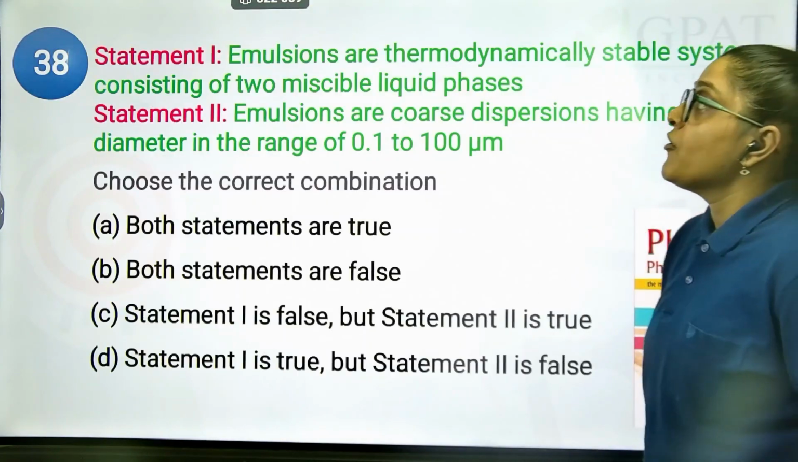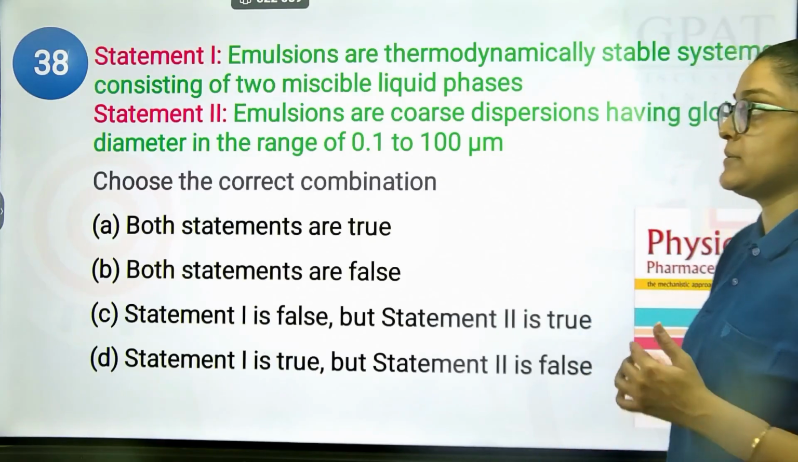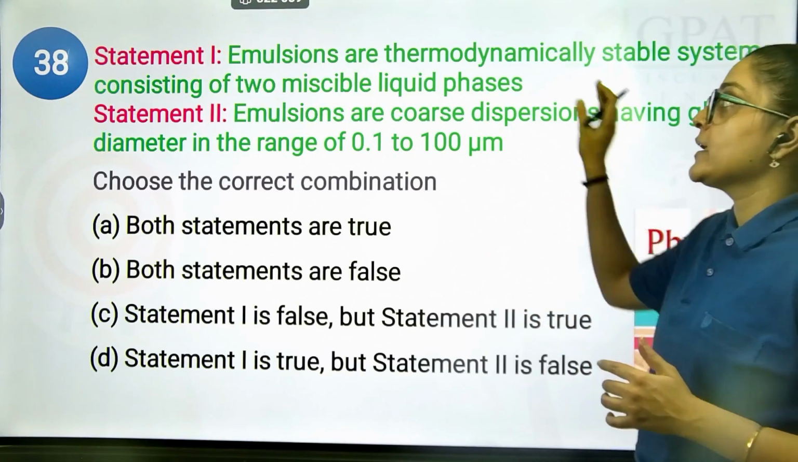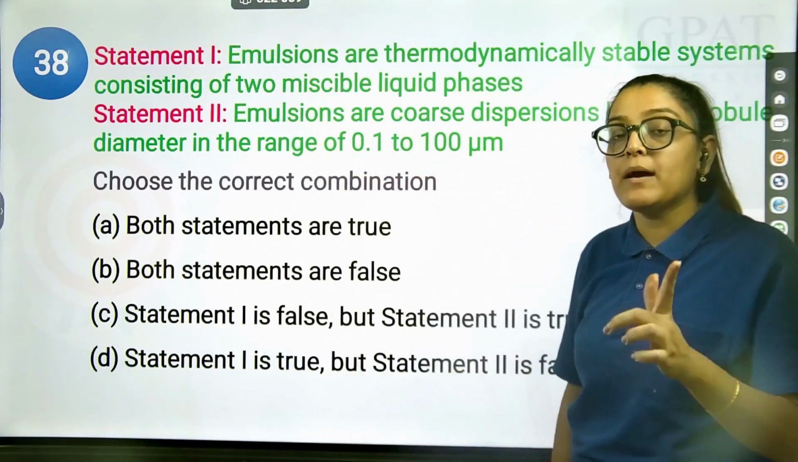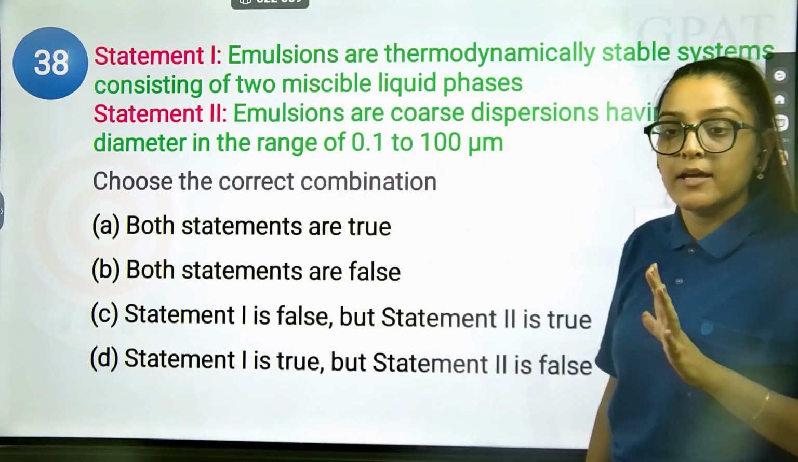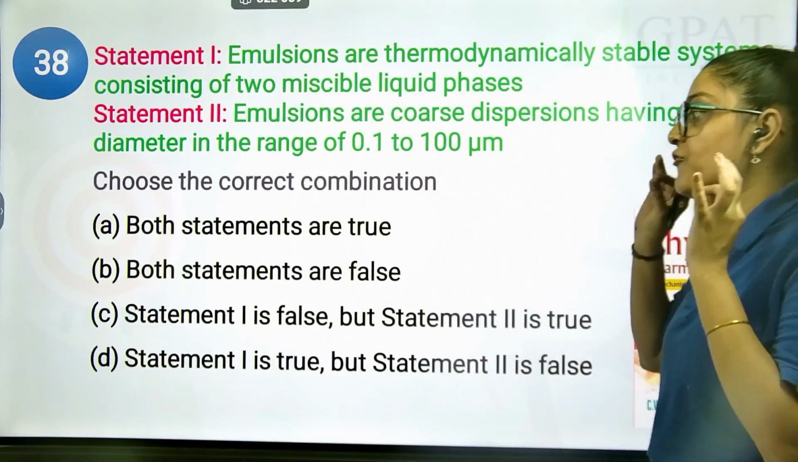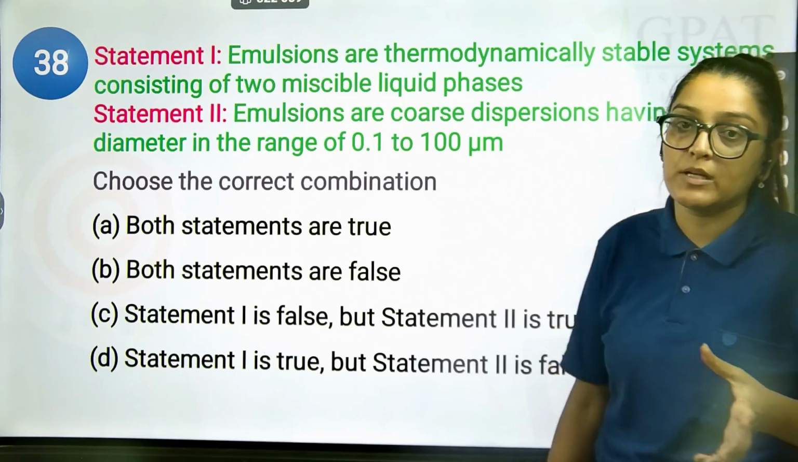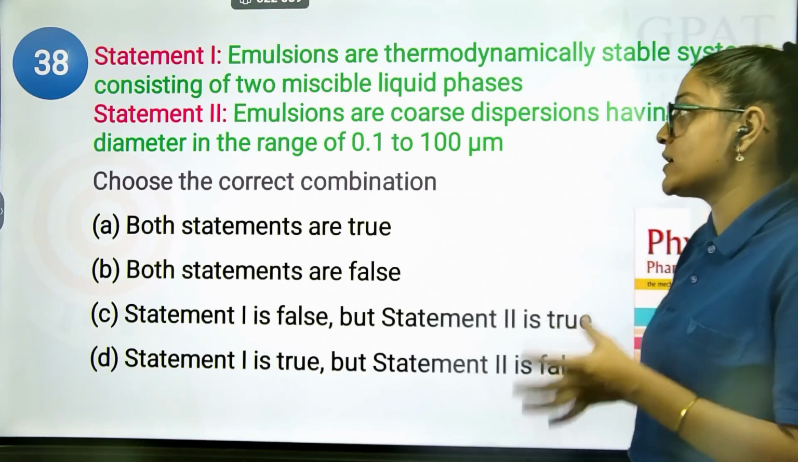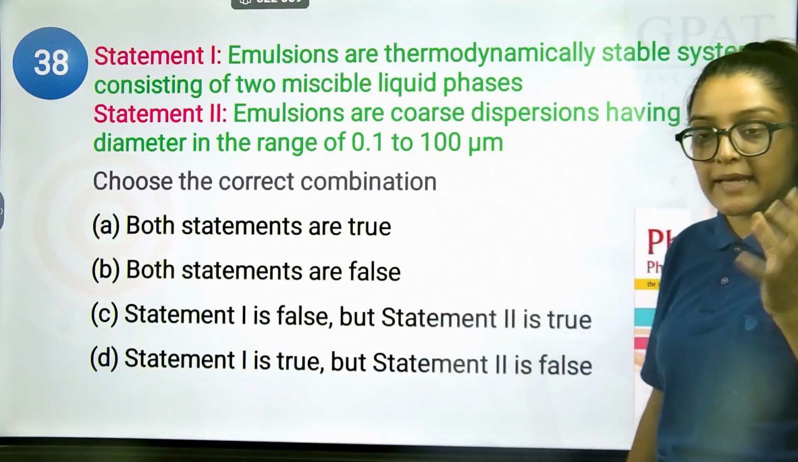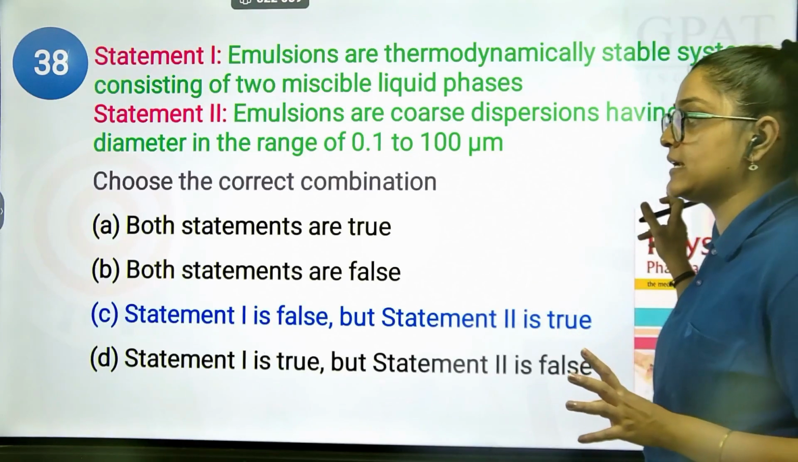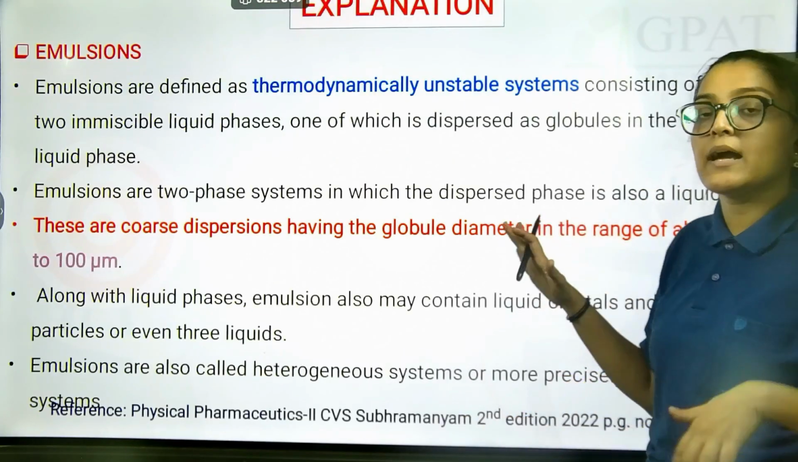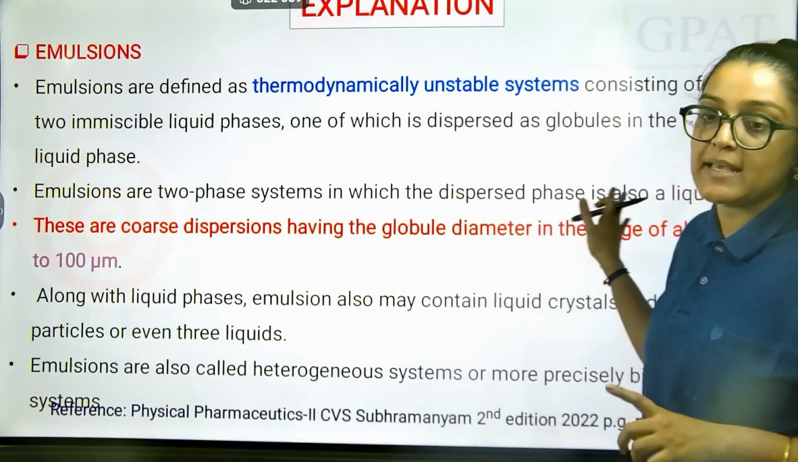Okay, next. Emulsions are thermodynamically stable system consisting of two miscible liquid phase. Can you spot the incorrect thing? Miscible. Two immiscible ones are usually used, right? So statement 1 is definitely false. Statement 2, emulsions are coarse dispersion having a globular size of around 0.1 to 100 micrometer, which is correct, right? So second statement is correct, but the first one is definitely incorrect. So option C would be our most definite answer. Also, they are thermodynamically unstable, which was mentioned as stable.